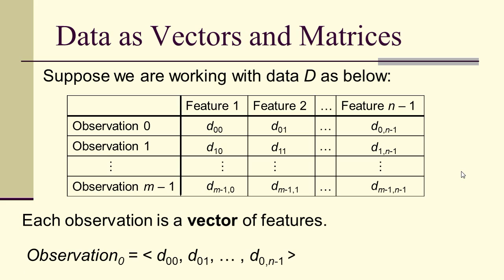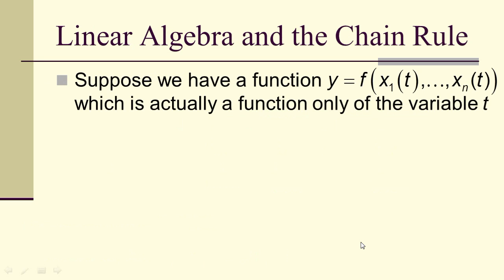Now we can also think of each individual observation as a vector. So the row here, which is observation 0 of all these different features, we can think of as an actual vector. Now, that's really the most linear algebra we're going to do.